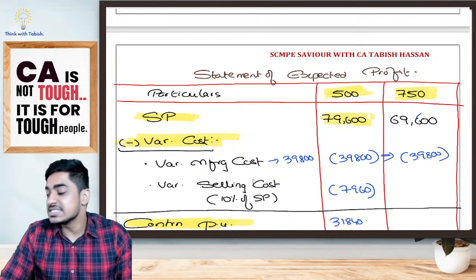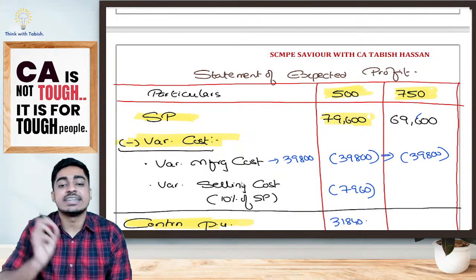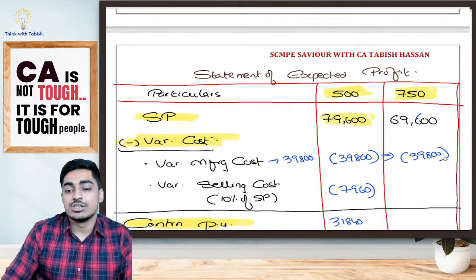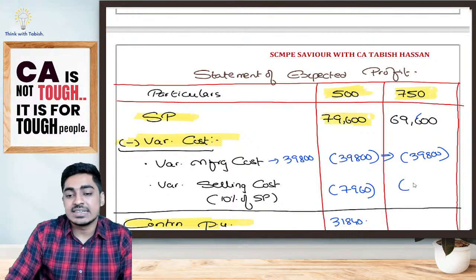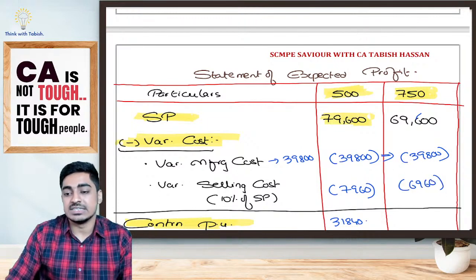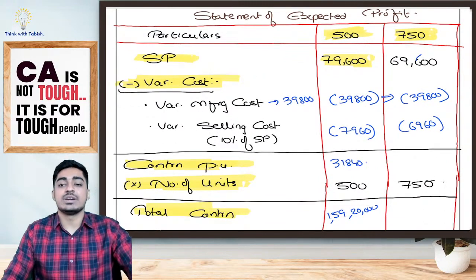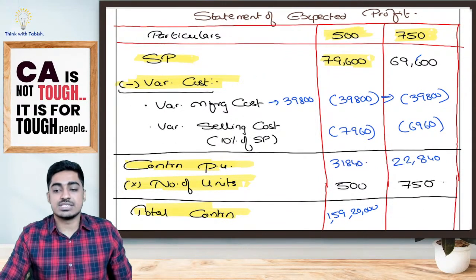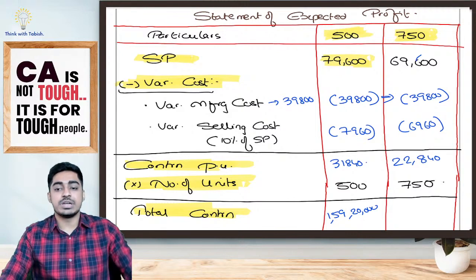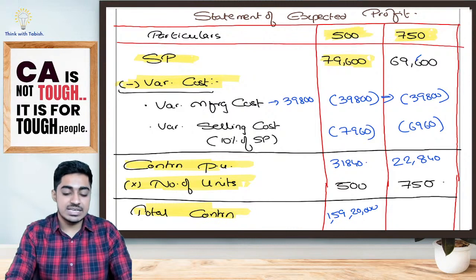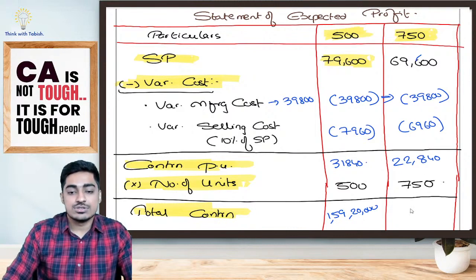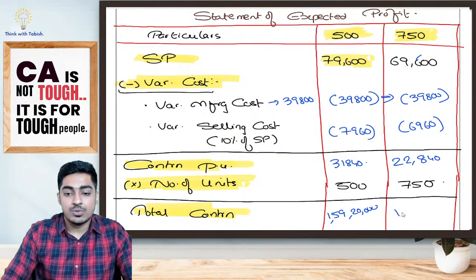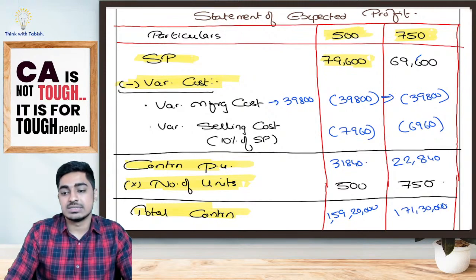What is the variable selling cost? The question says it is 10% of selling price. So 10% of 69,600 is 6,960. What is the contribution per unit, students? Yes, 22,840 is the contribution per unit. How many units are we selling? 750 units. So the total contribution will be 1 crore 71 lakh 30,000 rupees.